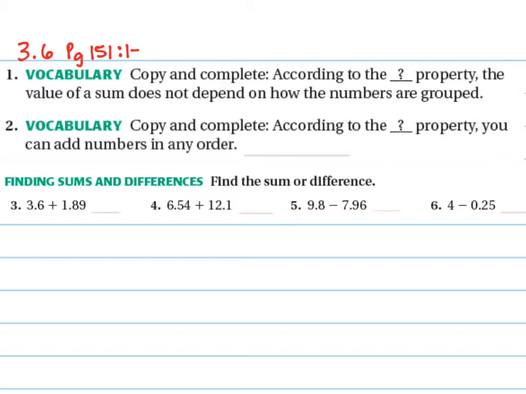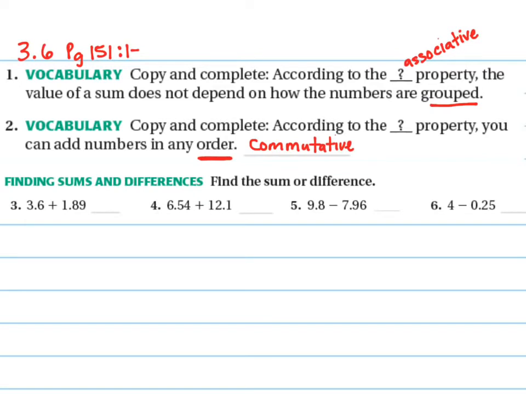According to the blank property, the value of the sum does not depend on how the numbers are grouped. Keyword, grouped. Grouped is who you associate with, so that is the associative property. Now, number 2, it says vocabulary, copy and complete. According to the blank property, you can add numbers in any order. Keyword, order. And so we know that order doesn't matter when we add, and that's known as the commutative property.